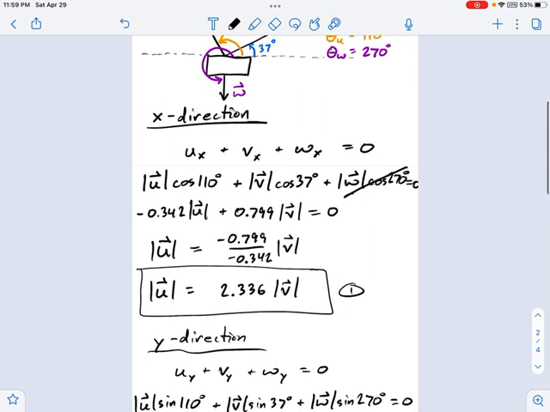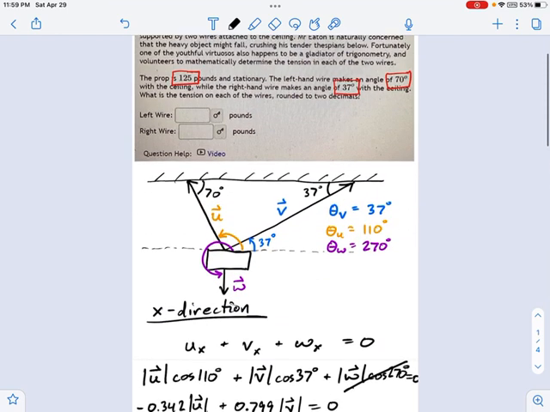So this is the vector approach. Hope you enjoyed it. We'll get lots of practice with this going forward.